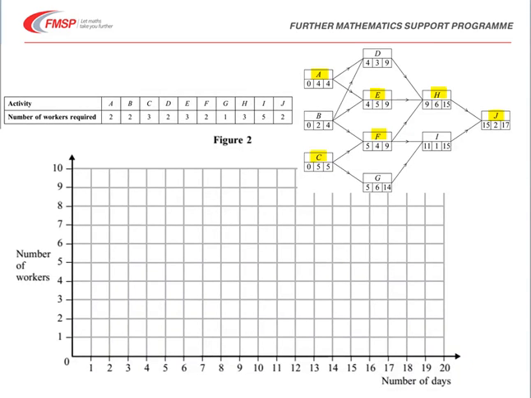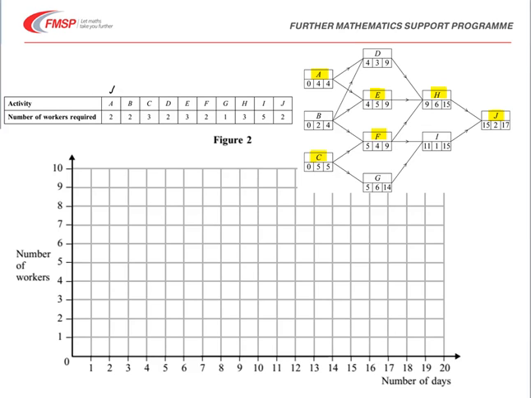Well, the final part of the question asks us to draw a resource diagram showing the number of workers required on any particular day. And we're asked to do this assuming that each of the activities starts as late as possible. Well, it's usual to put the critical paths at the bottom of these diagrams. So if we take the top of that, A, E, H, and J, we can see that A must start on day 0. It takes 4 days, and the table shows us that it requires 2 workers.